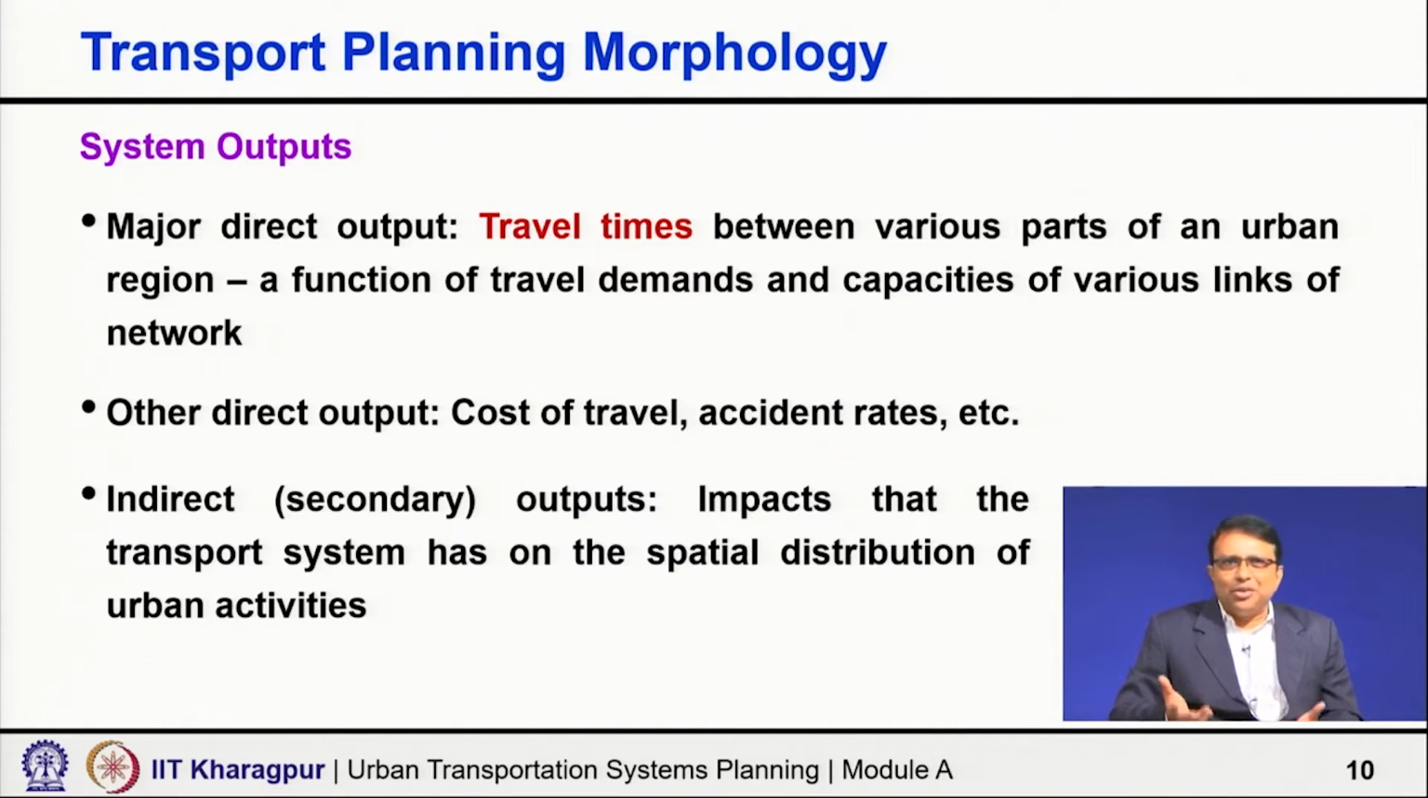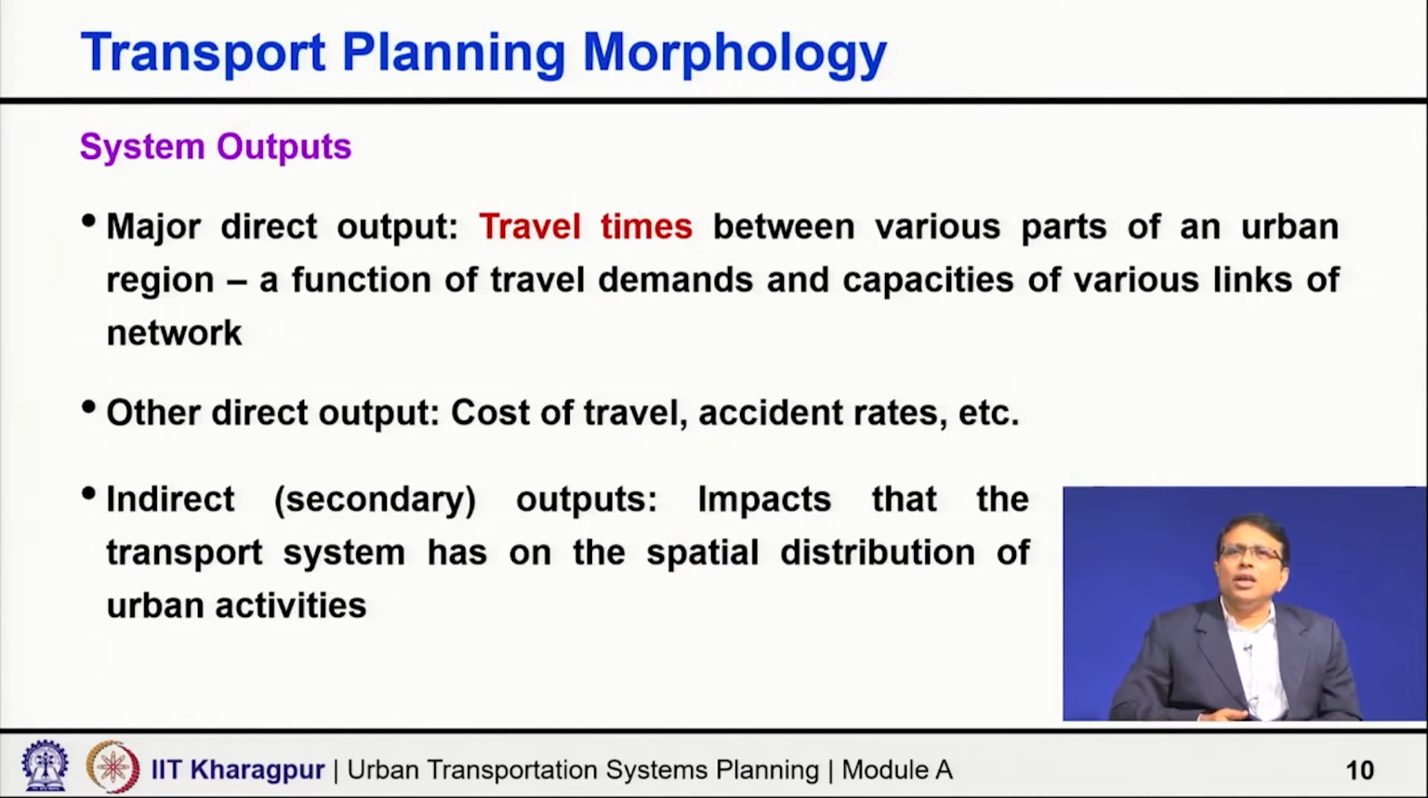Travel time between various parts of an urban area, from one place to another place, how much is the travel time, and the travel time is a function of demand. Because when there is no traffic, early in the morning you are traveling, you may be covering that distance in 20 minutes, whereas in the peak time that may take 40 minutes or even 1 hour. Why? Because there is more traffic. So, obviously, the travel time is also a function of the demand and the type of road, right, or the road capacity.